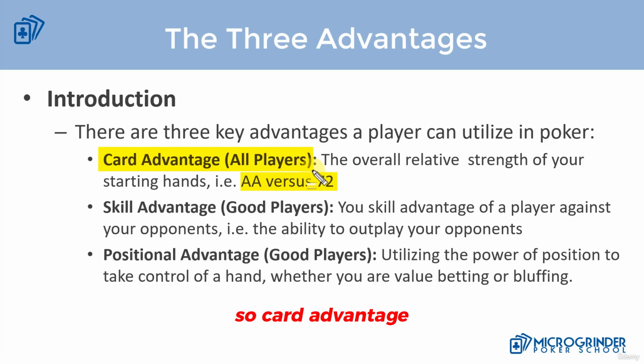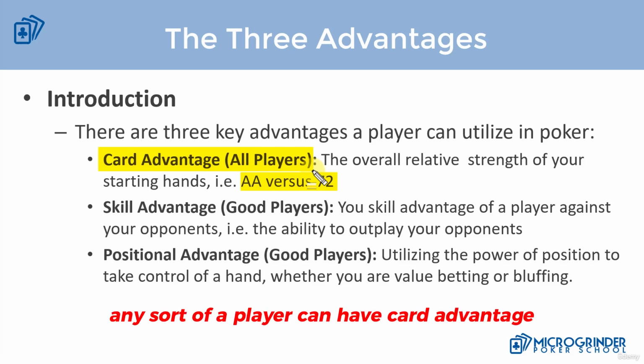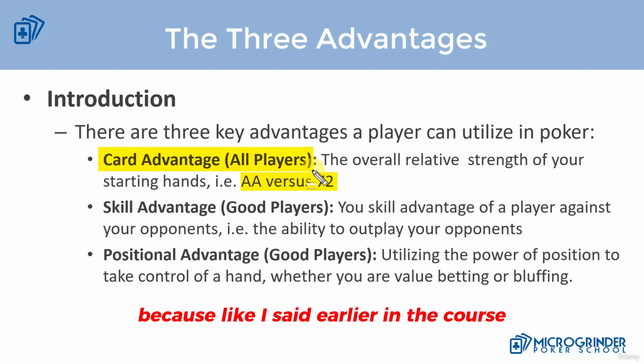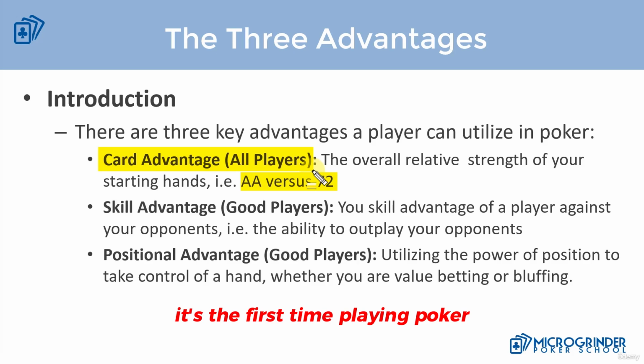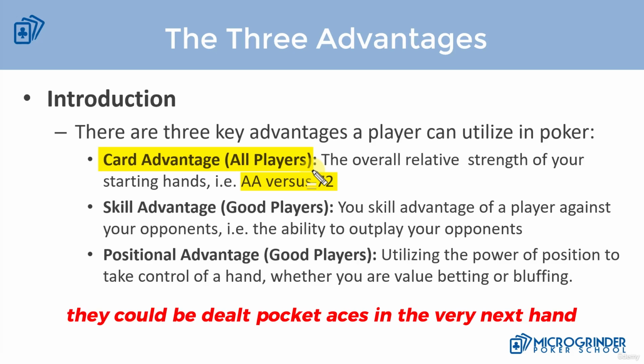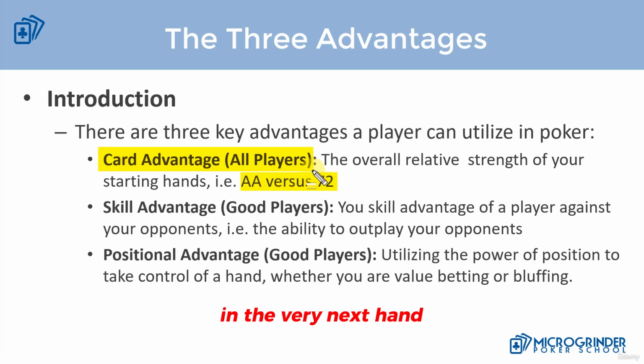So card advantage, any player can have card advantage. A good player, a mediocre player, a great player, and a brand new player to the game. Any sort of player can have card advantage because, like I said earlier in the course, in regards to the cards that are dealt to us, we don't know what they are. So, for example, a brand new opponent that just came to the table, it's their first time playing poker, they could be dealt pocket aces, in the very next hand pocket kings, in the very next hand pocket queens, and us sitting there at the table, we could just be dealt junk. So that's card advantage. The first advantage.